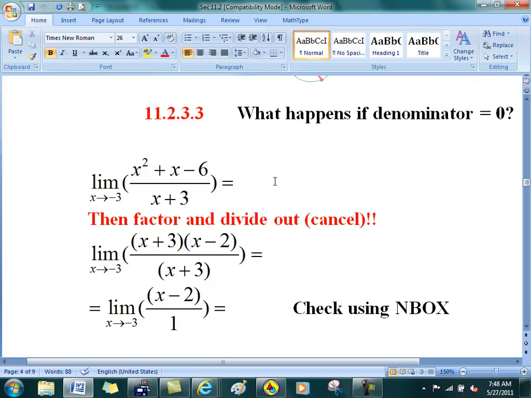Now, what happens if the denominator does go to 0? We did this kind of problem yesterday, and it tells you what to do.